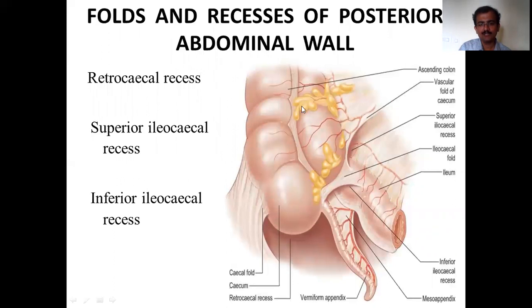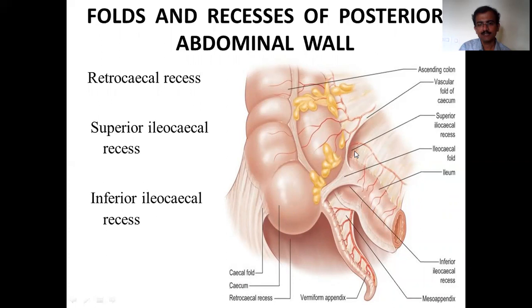And around the cecum, here you can see this is the ascending colon, this is the cecum, here is the appendix, and this is the ileum. So this is the ileocecal junction. Just behind the cecum, there is a retrocecal recess, and this is the ileum, this is the cecum, so the ileocecal junction.